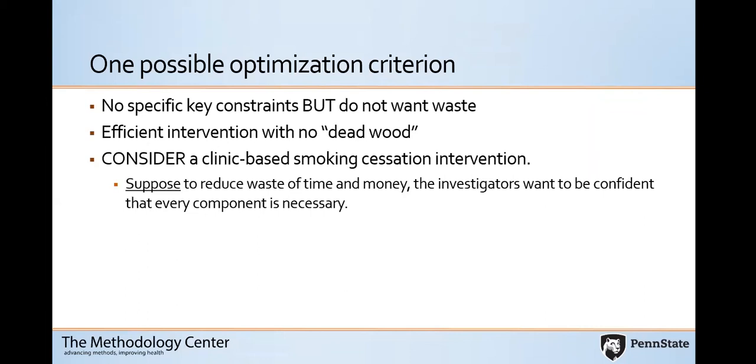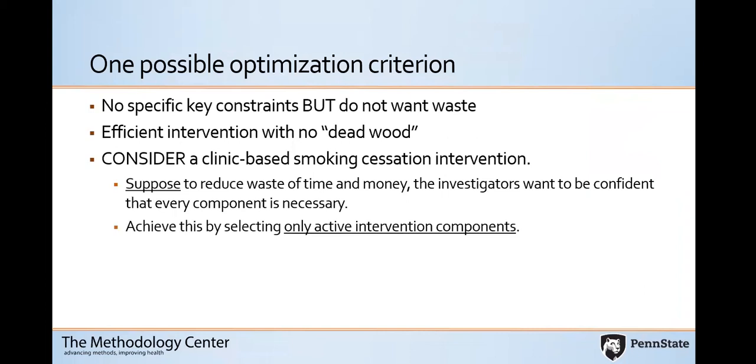So consider a clinic-based smoking cessation intervention, for example. Maybe to reduce waste of time and money, you just want to be confident that every component is necessary. You don't have an upper limit on cost. Well, you can achieve this by selecting only active intervention components. Now, how do you know which intervention components are active? I'm going to get to that soon, but just as a little preview, the optimization trial that you do during the optimization phase tells you which components are active. We're going to get more specific about that in a moment when we talk about the optimization phase.